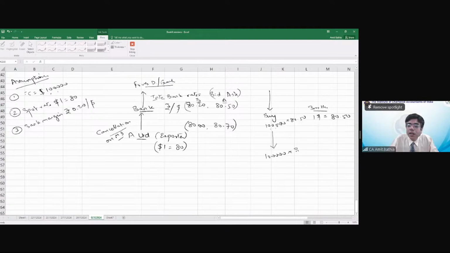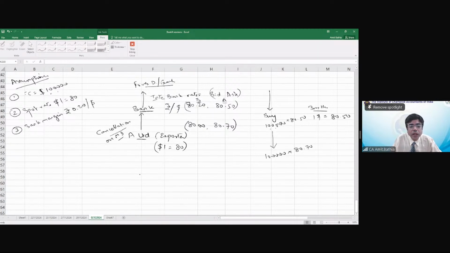Now, since this cancellation is happening at your behest, it is as good as you are buying this 100,000 USD at 80.70. Am I right? Because I am doing this transaction on your behest, I should get my 20 cents margin for doing the transaction. Now, what this does is, it is going to essentially offset your position. Your contract is cancelled. So what are the charges for you now? What are the charges for the A Limited, the exporter?